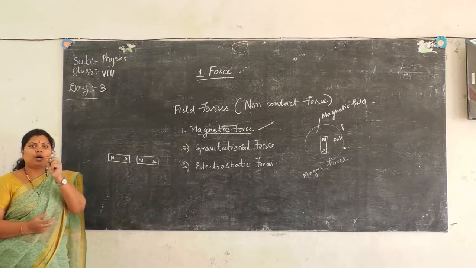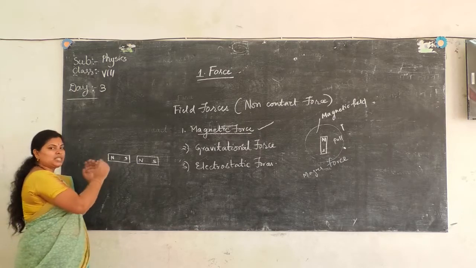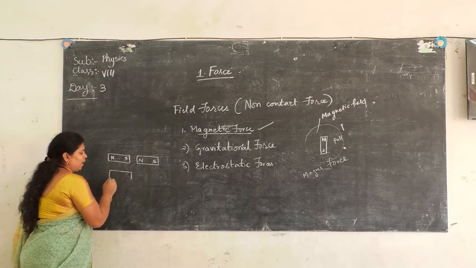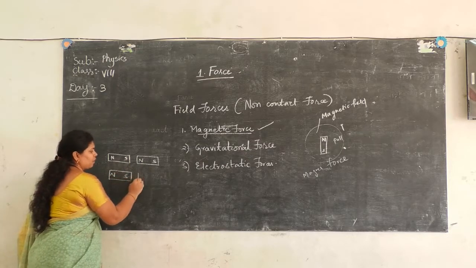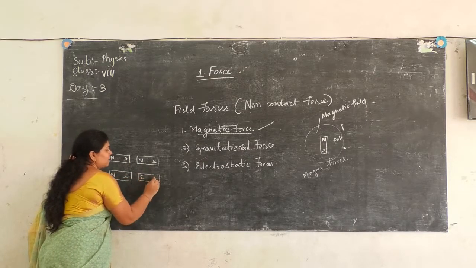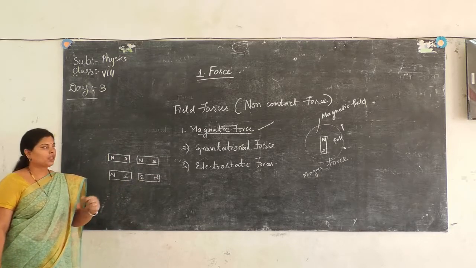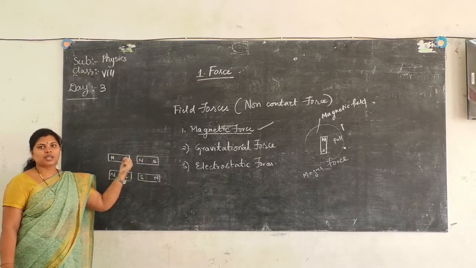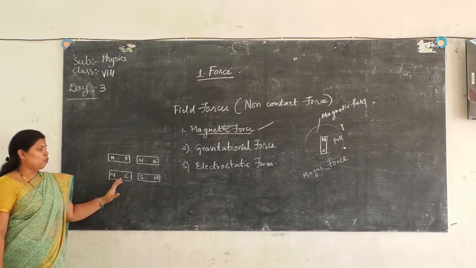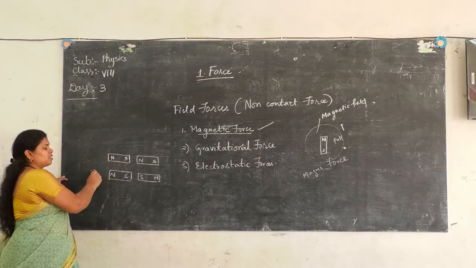Now I'll make some change in placing the bar magnet. I can place the bar magnet like this, with like poles facing each other. Here, unlike poles facing each other. Now you tell me what happens in your second case.